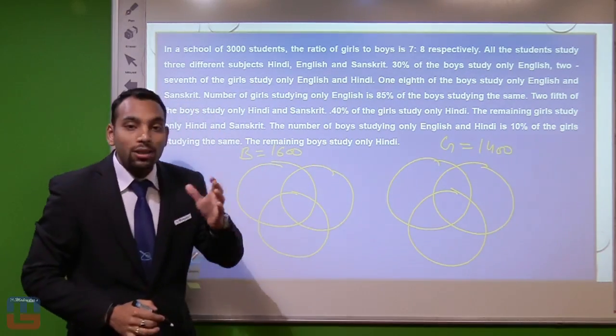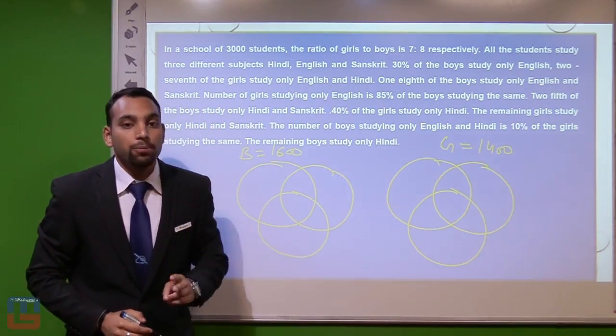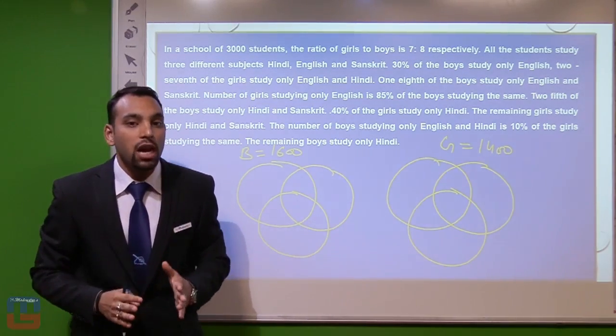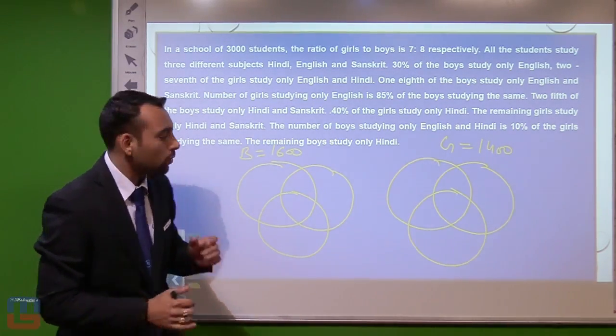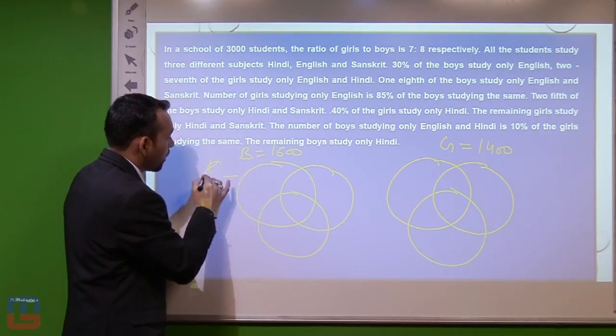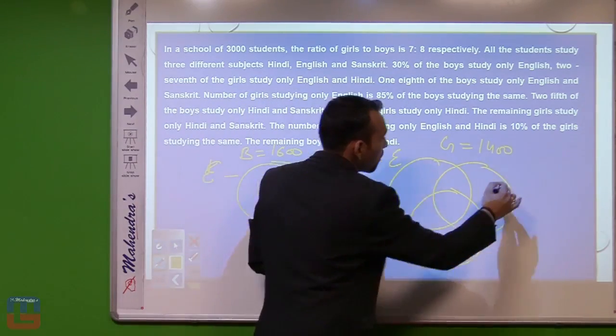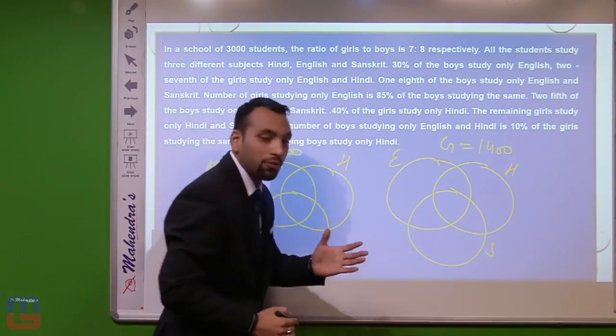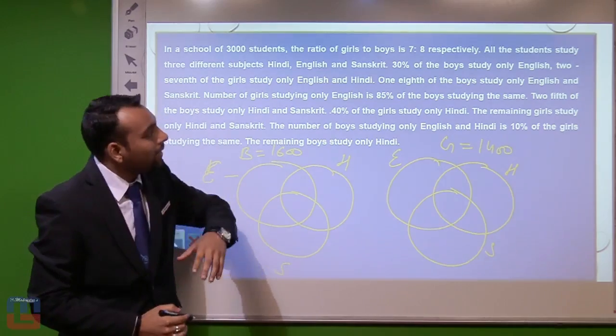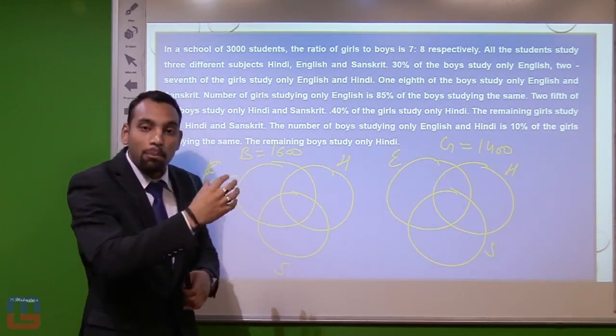Now all these students study 3 different subjects: Hindi, English and Sanskrit. So this is English, this is Hindi, and this is Sanskrit, and in the same way for the girls. Now read the line, and from the line make the data.